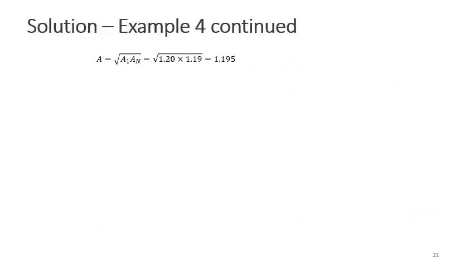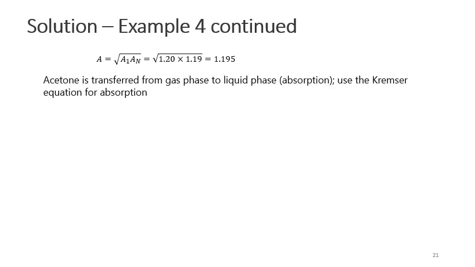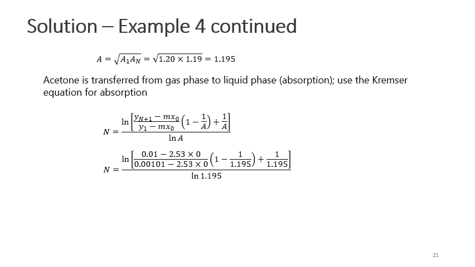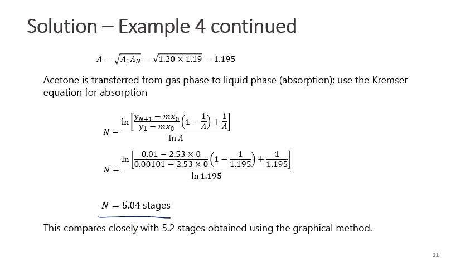Okay, so you can calculate the geometric mean of the A. Then, because this is absorption, you can use Cramer's equation for absorption. So you already know the values for Yn plus 1, Y1, X0, and A. So you just key in the values. You can pause the video and try to do it on your own. And then you get N equals 5.04 stages, which compares closely with the 5.2 stages obtained using the graphical method.